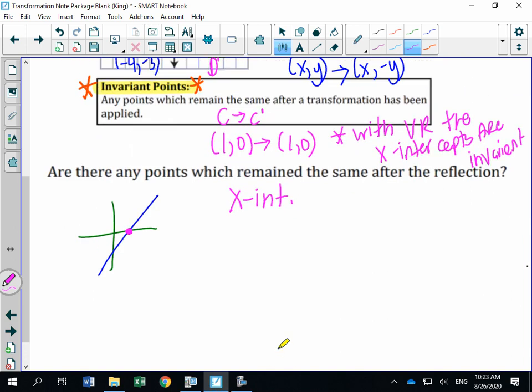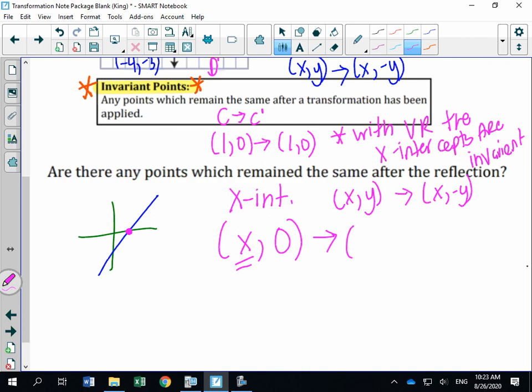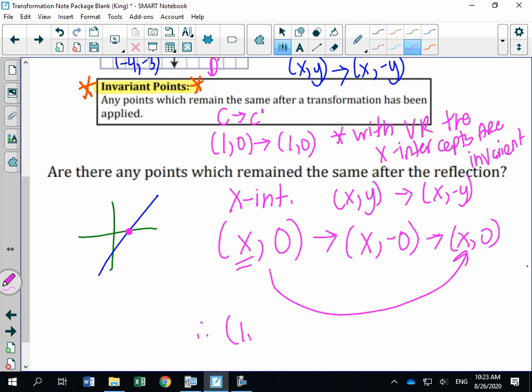And the reason why the x-intercepts are our invariant points is because for the x-intercept, no matter what the x value is, the y-coordinate is always 0, right? And we know that we're going from x, y to x, negative y. So whatever your x value is, negative 0 is just x comma 0. So this did not change. Therefore, the x-intercepts are invariant points. So therefore, 1, 0 or any x-intercept is an invariant point.